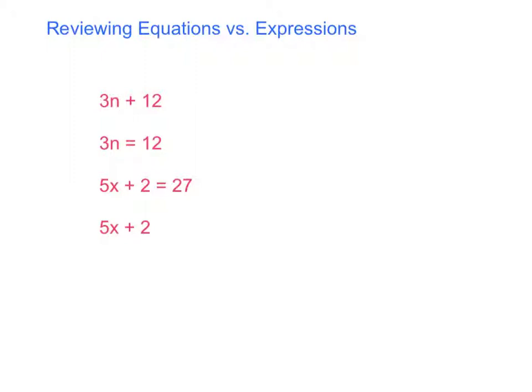So the main difference is an expression just expresses something, whereas an equation equals something. You don't have an equation if you don't have an equal sign, okay? So this first one here, that would be an expression because we don't see an equal sign. In order to have an equation, you have to have two sides that are equal. That's where that beginning part of equation comes from. I see we do have an equal sign here, so this is an equation.